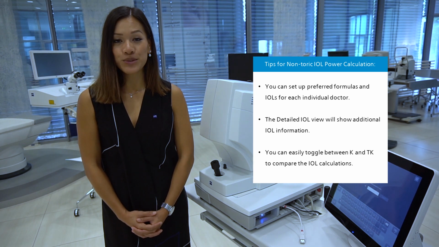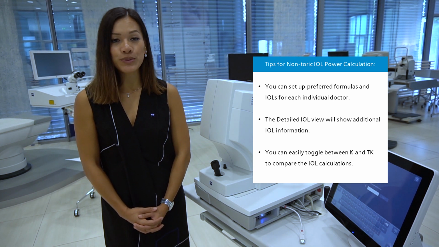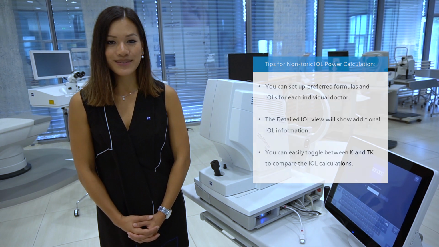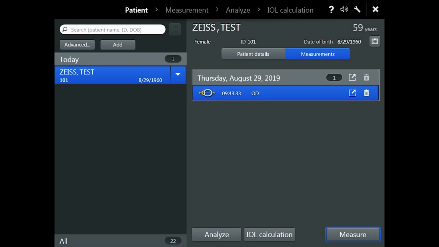Throughout the IOL calculation process, you can easily toggle between K and TK to compare the IOL calculations. And always remember, you can simply access the user manual by tapping on the question mark icon.